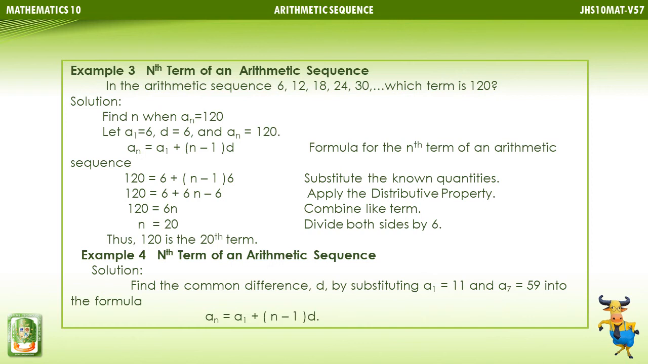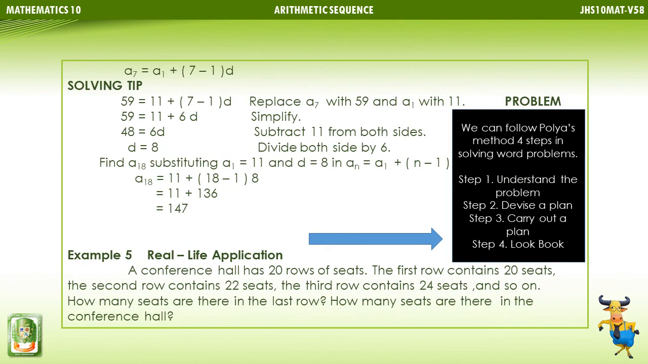Example 4. Nth term of an arithmetic sequence. Solution. Find the common difference, d, by substituting a sub 1 equals 11 and a sub 7 equals 59 into the formula a sub n equals a sub 1 plus n minus 1 times d. A sub 7 equals a sub 1 plus 7 minus 1 times d. 59 equals 11 plus 7 minus 1 times d. Replace a sub 7 with 59 and a sub 1 with 11. 59 equals 11 plus 6d.